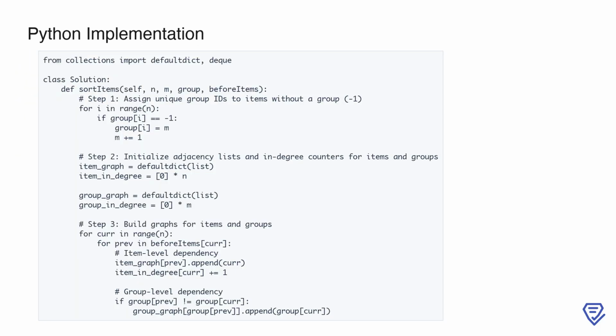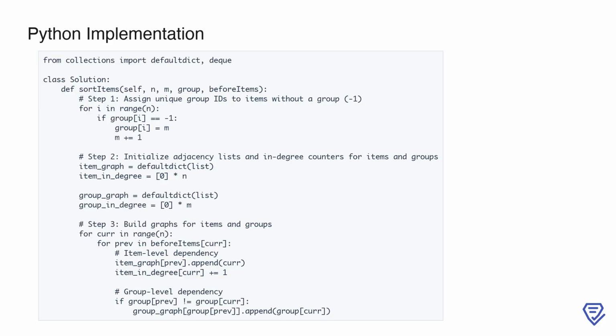Here, we begin by importing the necessary modules, defaultdict and deque, to help us build graphs and perform topological sorting. Inside the sort_items function, the first step is to handle items that don't belong to any group. These are represented with a group ID of -1. For such items, we assign them unique group IDs by incrementing the total group count (m). This ensures that all items are associated with a group, even if they initially did not belong to one.